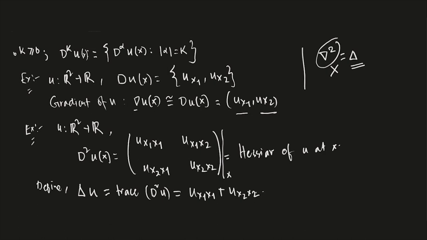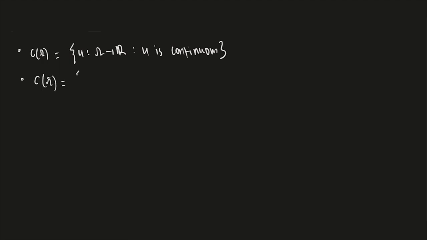Right, now with this we are going to move on and define some other notations. So we are going to define something called C of omega. C of omega is the set of all continuous functions, so this is u, let's say, from omega to R, such that u is continuous.